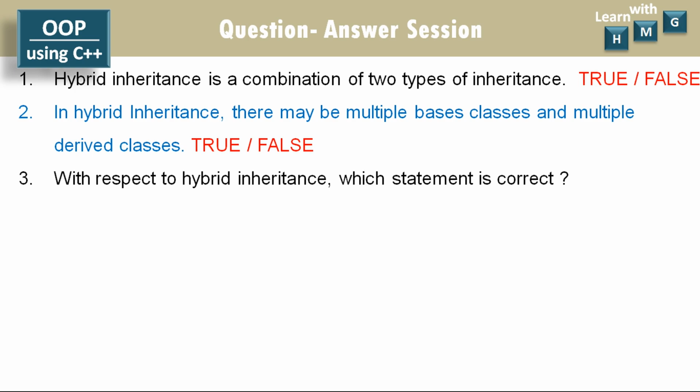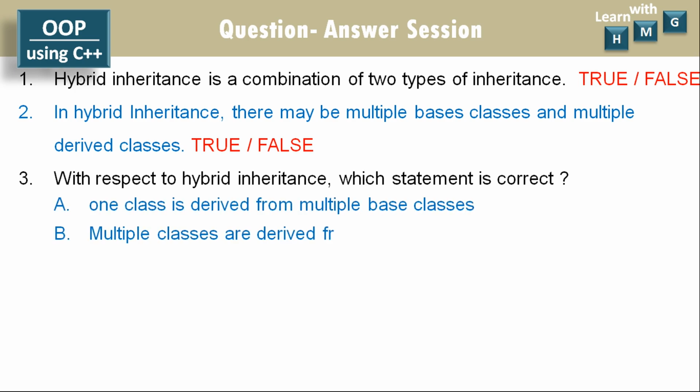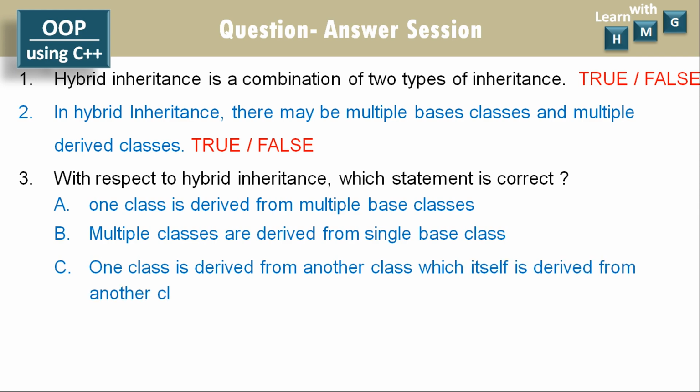So below I am going to display the various statements A, B, C, D. First statement is, one class is derived from multiple base classes. Multiple classes are derived from single base class. One class is derived from another class which itself is derived from another class, and statement D is all of above are correct.